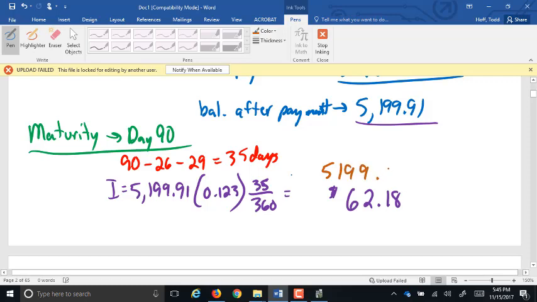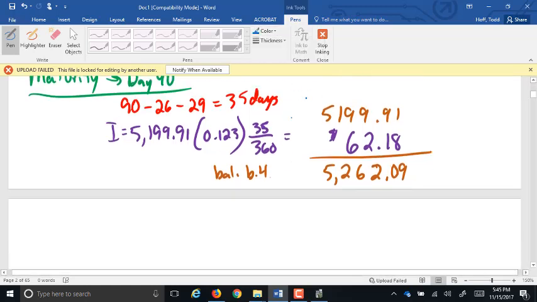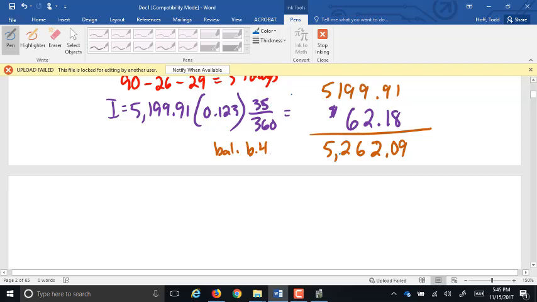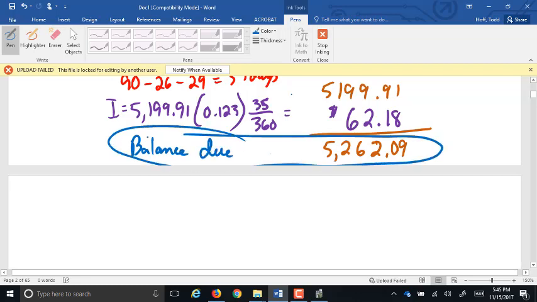Okay. So $5,199.91 plus the $62.18 is $5,262.09. That's our balance. You are correct. So we said that is our balance due. I didn't say balance before. That's the balance due. So that is the answer to question number 1.